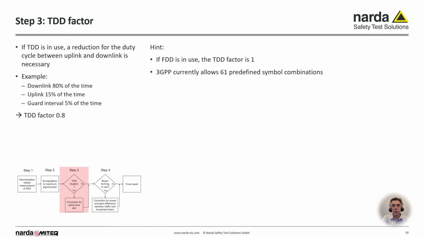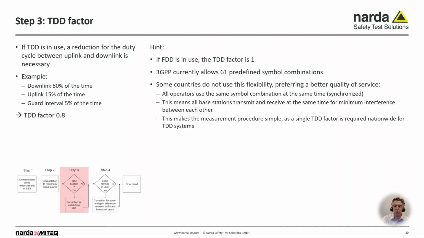So this factor is not the big thing here in Germany. And remember, you just can take the factor 1. More than 1 is not possible. You just can reduce by the TDD factor. So for lazy people like me, just use the factor 1.